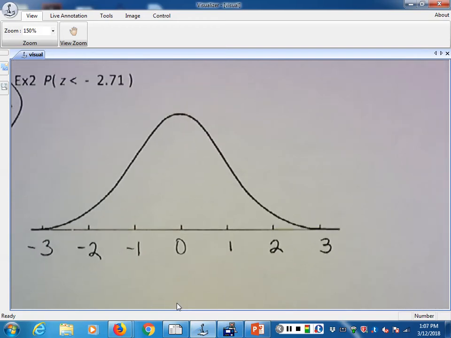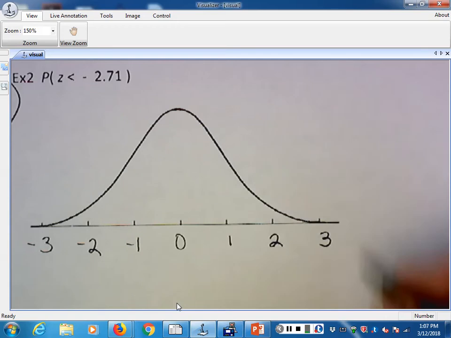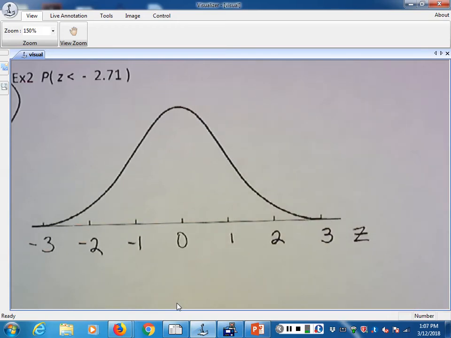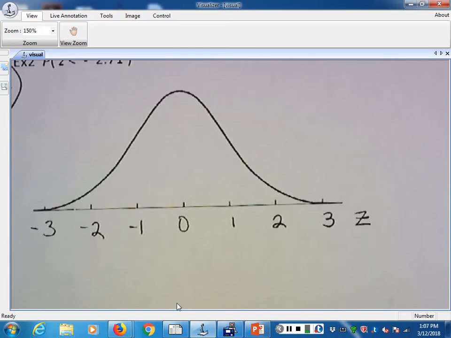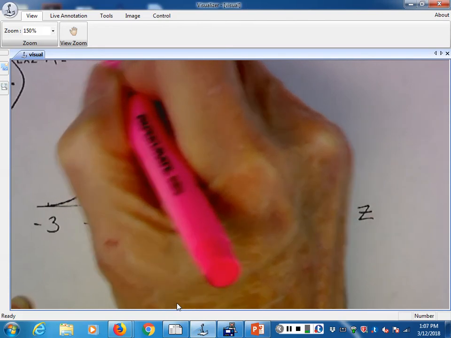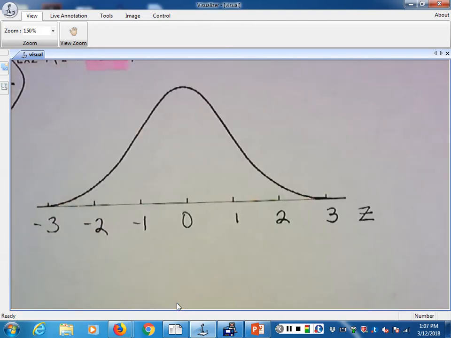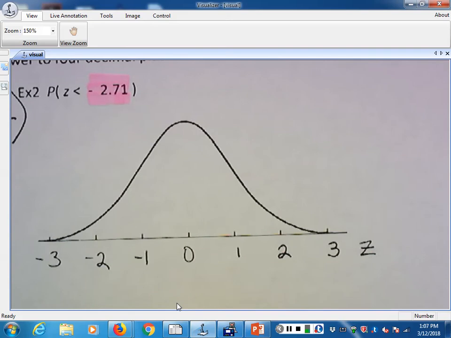So let's try the second example. Because this is Z, then we label the axis with Z values. And because it's Z values, the mean is 0, the standard deviation is 1. Then the next thing that we do is we look and see where the number -2.71 is.